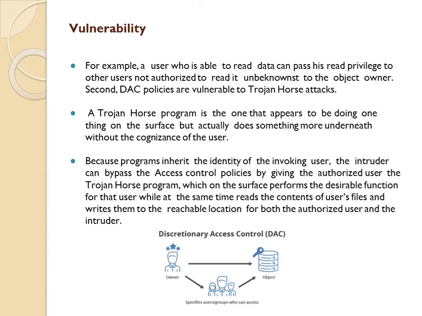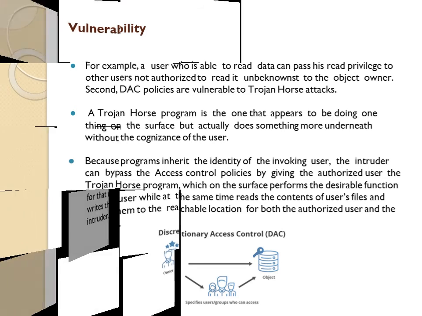Because programs inherit the identity of the invoking user, the intruder can bypass the access control policy by giving the unauthorized user the Trojan horse program, which on the surface performs the desirable function for that user, but at the same time reads the contents of the user's files.